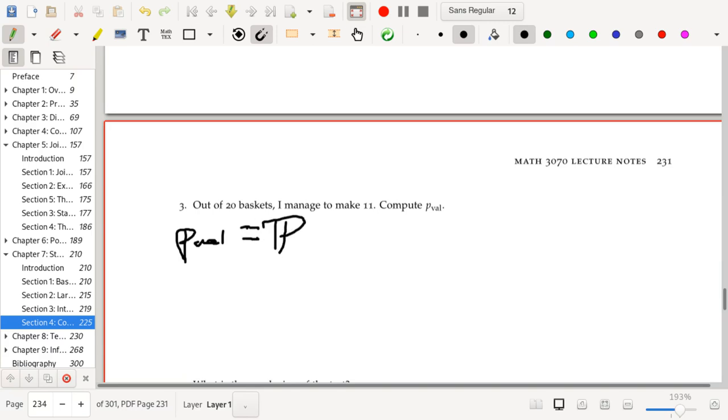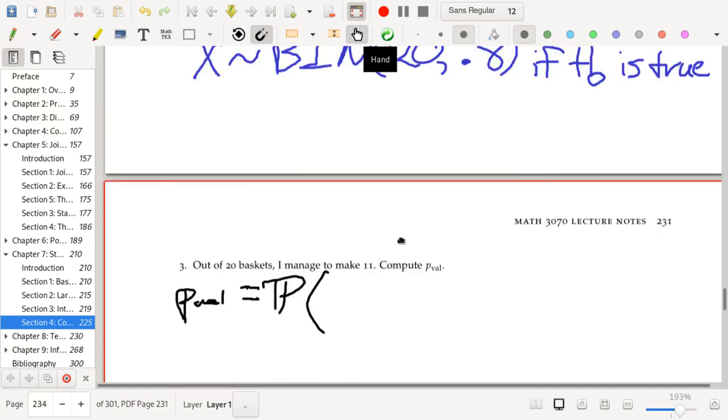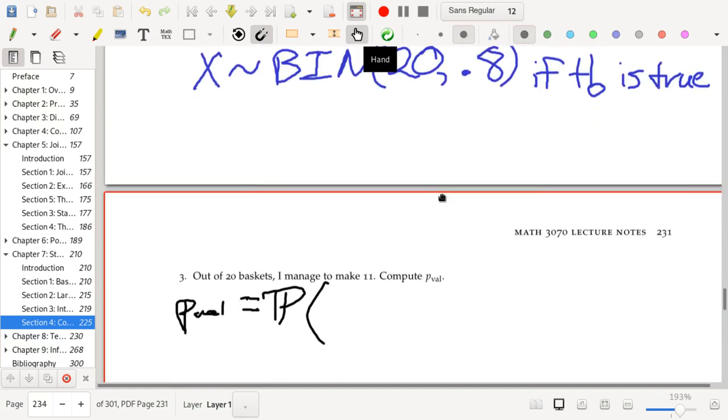Here's another P. So, it's the probability of getting a test statistic at least as contradictory to the null hypothesis and at least in favor of the alternative as what we actually observed. So, I made 11 baskets.